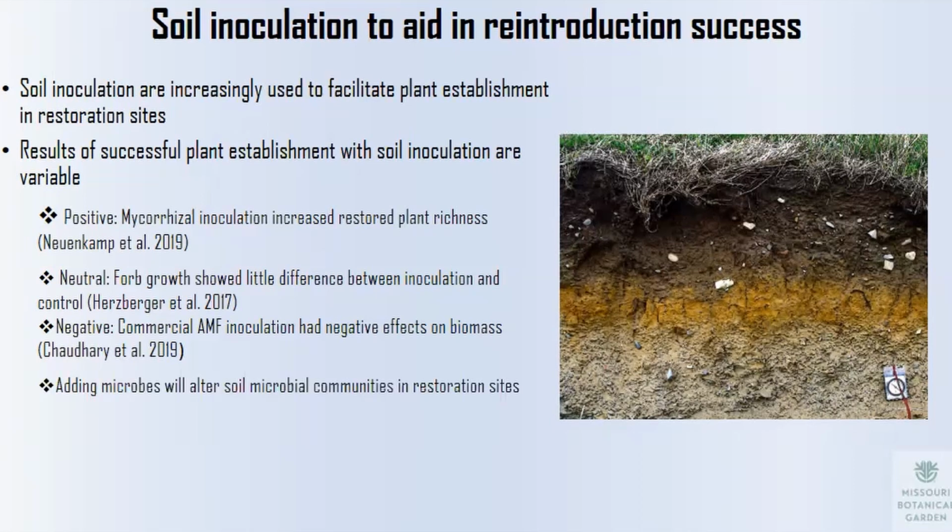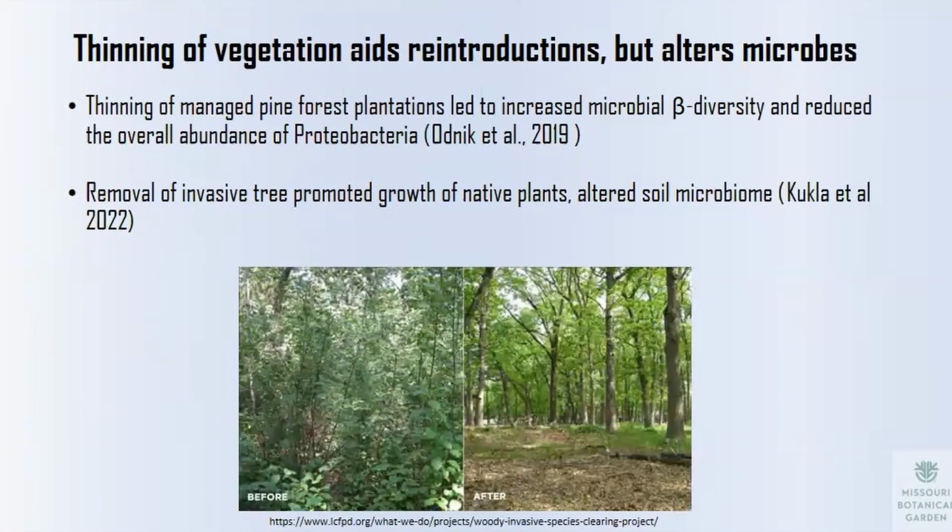And of course, adding microbes to the soil will alter the soil microbiota. Thinning of vegetation is something else that often occurs in restoration ecology, in which you can thin native plants. Even in a managed pine forest, thinning out some of the understory trees and smaller trees led to increased changes in beta diversity of the microbial community, but also a decrease in really important plant growth promoting bacteria, proteobacteria. And removal of invasives often aids in native plant growth, which is really great, but it does shift the soil microbial community, which could have long-term effects on restoration as a whole.